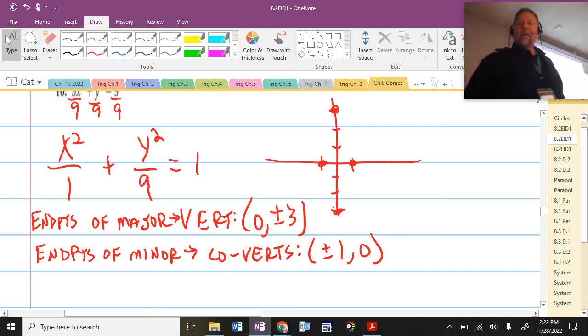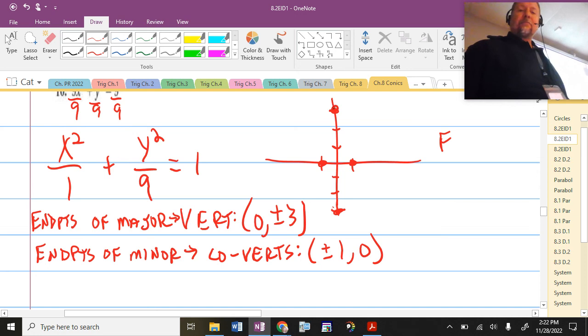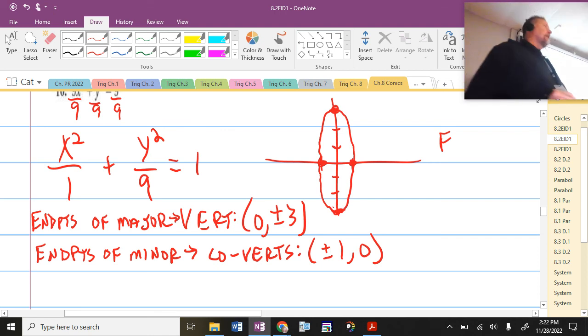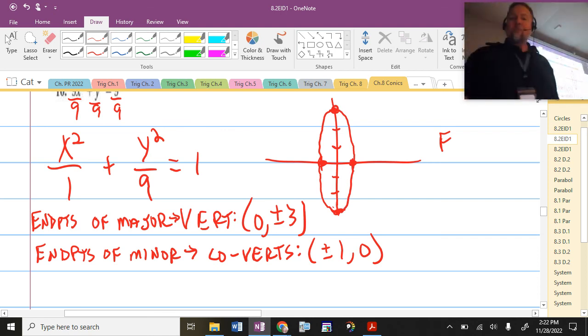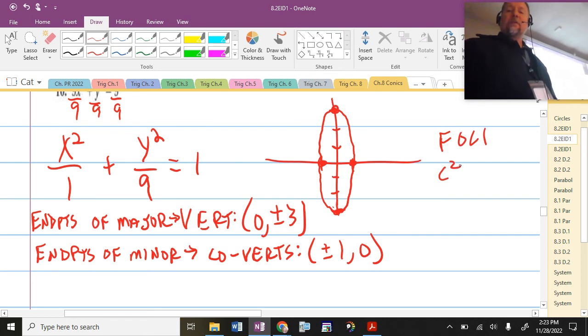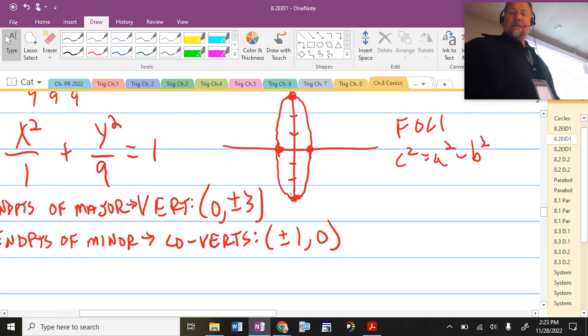All right, and then foci. I didn't finish my drawing. And you can see that my eccentricity is going to be bigger in this one. It's going to be closer to 1. This is way more ovular when I draw this. For the foci, I actually have to do my math, which is c squared equals a squared minus b squared. That gets my c value to be less than my a value. 9 minus 1 is 8. Root it. Square root of 8 is 2 root 2.